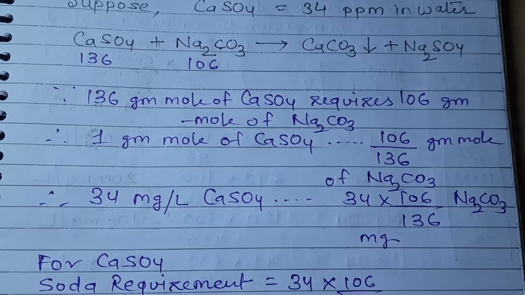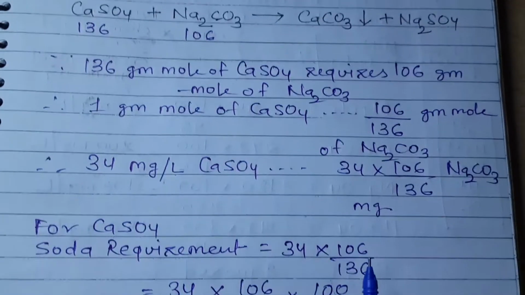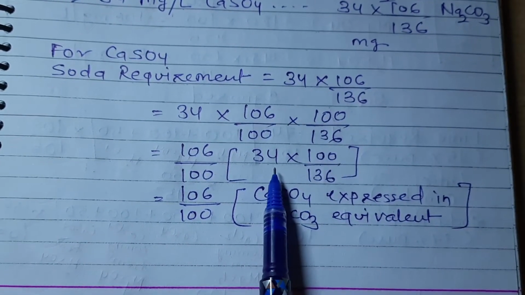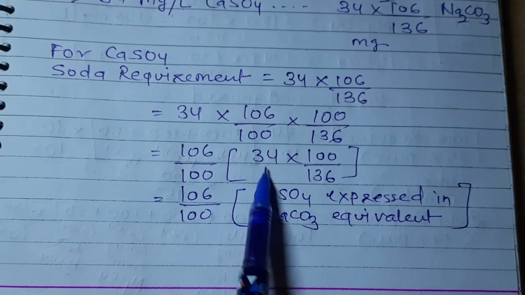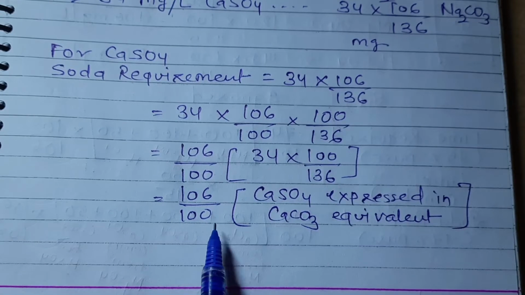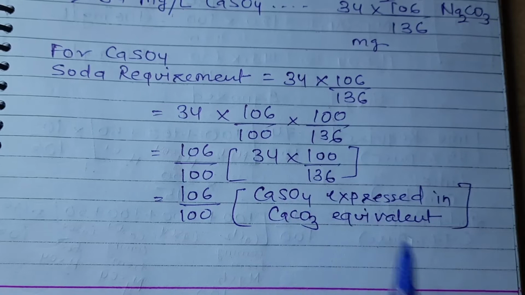So again you can represent this expression here. We will multiply numerator and denominator by 100 and we will put this 106 upon 100 outside the bracket, and we will put this concentration and this 100 upon 136 inside the bracket. So here you can see 34 is the concentration of calcium sulfate and 100 upon 136 is the multiplication factor for calcium sulfate. So this can be represented as calcium sulfate expressed in CaCO3 equivalent.